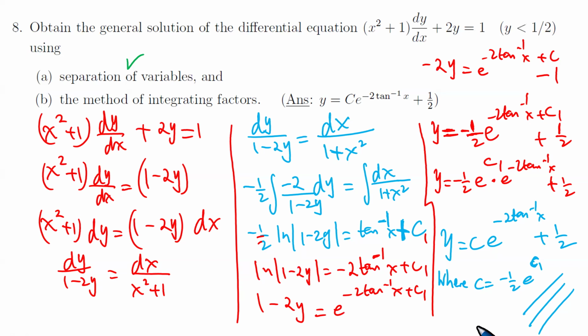this is exactly what we have. And this is the answer they gave to us. Where is the answer? The answer is the one in green color. This is the answer: Y equals C e to the power minus 2 arctan x plus 1/2. But we used the method of separation of variables.